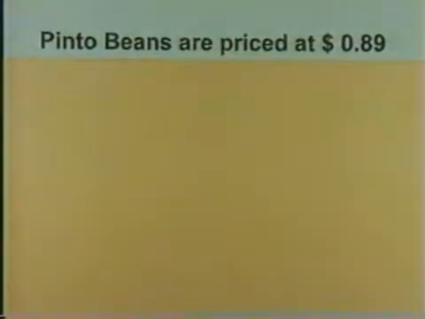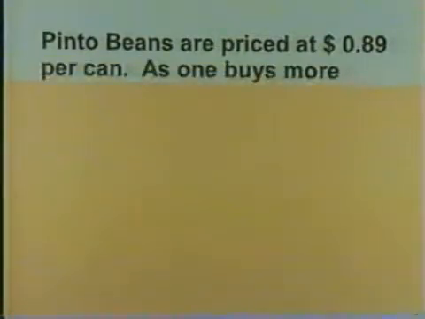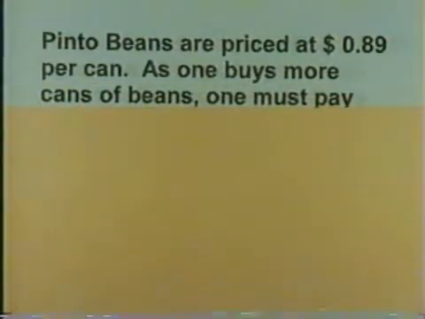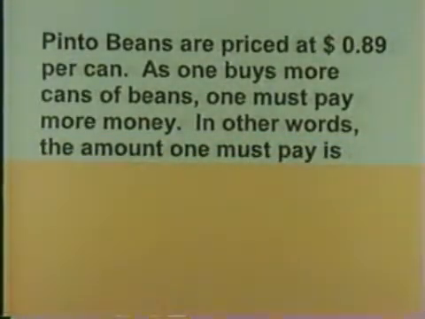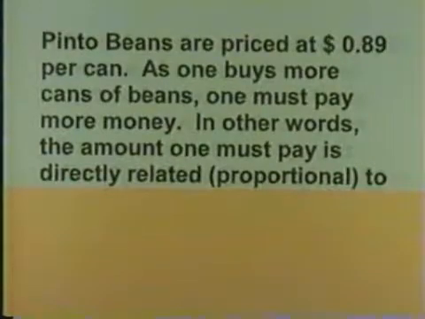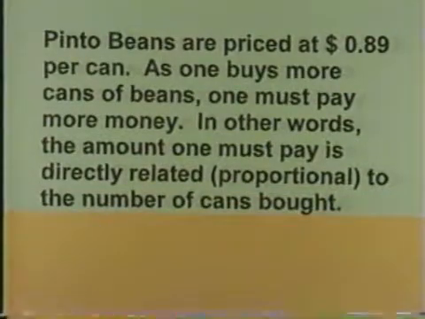Let's look at an example. Pinto beans are priced at 89 cents per can. As one buys more cans of beans, one must pay more money. In other words, the amount one must pay is directly related or directly proportional to the number of cans bought.